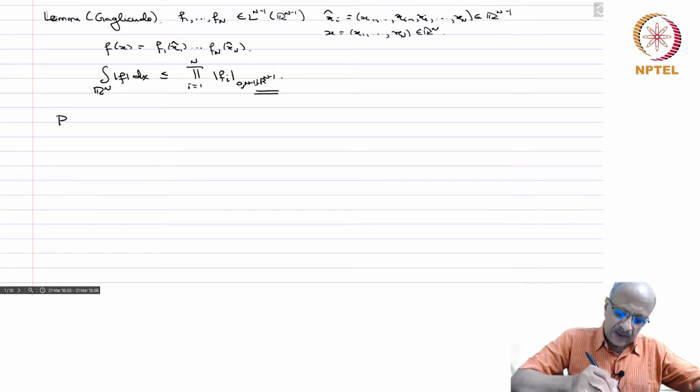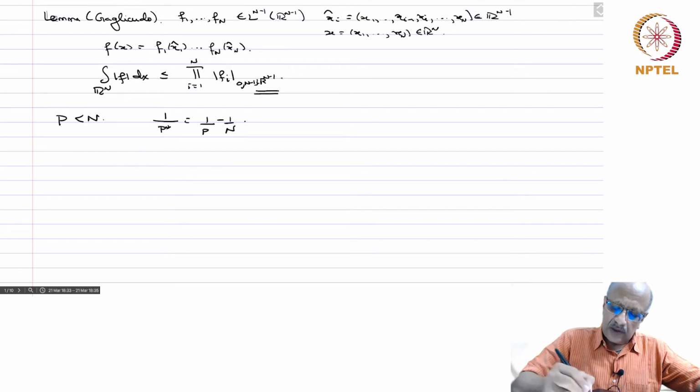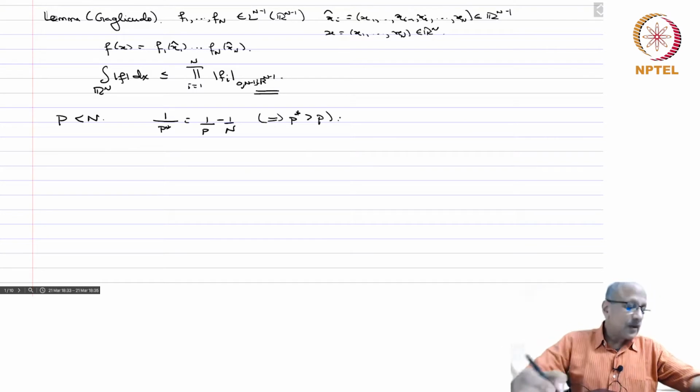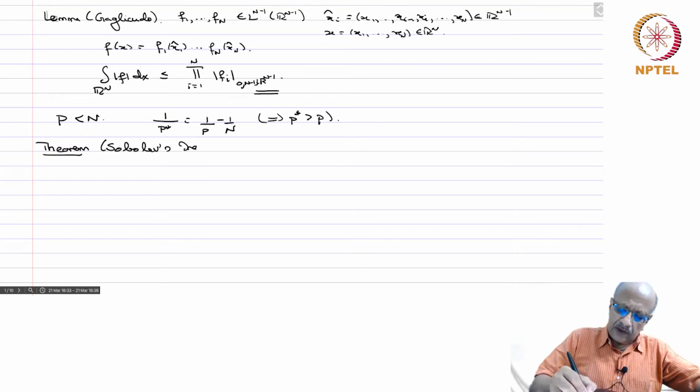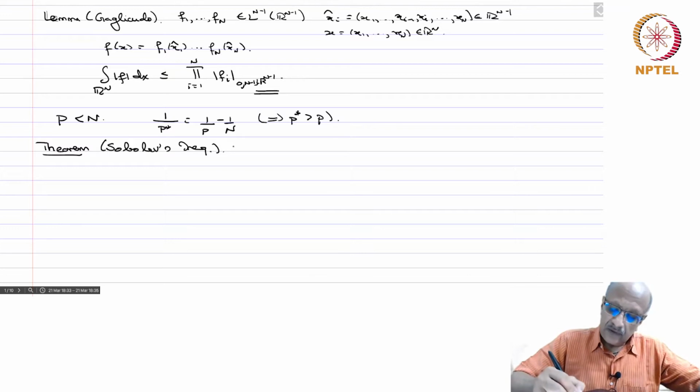Now we are going to discuss the case p less than n. So we want to define 1/p* equals 1/p minus 1/n. Okay, so this implies of course that p* is greater than p. Now we have the important theorem, a landmark theorem. This is called the Sobolev inequality. Let 1 less than or equal to p less than n, and let p* be defined as above.